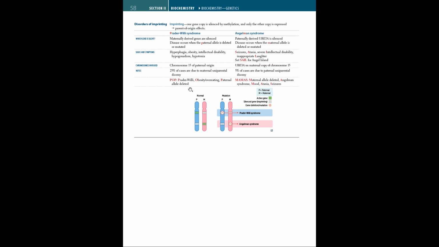This is paternally derived UBE3A that is silenced, and this disease occurs when the maternal allele is deleted or mutated. The signs and symptoms of Angelman syndrome are seizures, ataxia, severe intellectual disability, and inappropriate laughter. A helpful mnemonic is SAIL, set sail for Angel Island: S for seizures, A for ataxia, I for intellectual disability, and L for inappropriate laughter. The chromosome involved is UBE3A on the maternal copy of chromosome 15, and 5% of cases are due to paternal uniparental disomy. A nice mnemonic is MAMAS: M for maternal allele deleted, A for Angelman syndrome, M for mood, A for ataxia, and S for seizures.